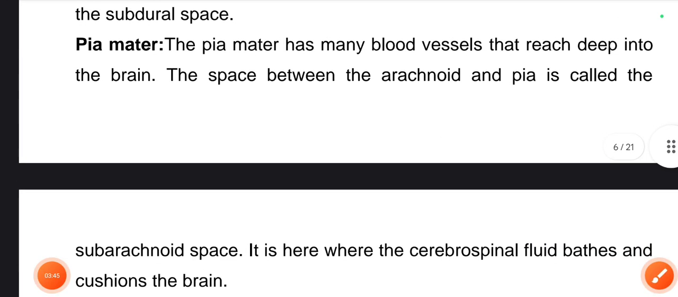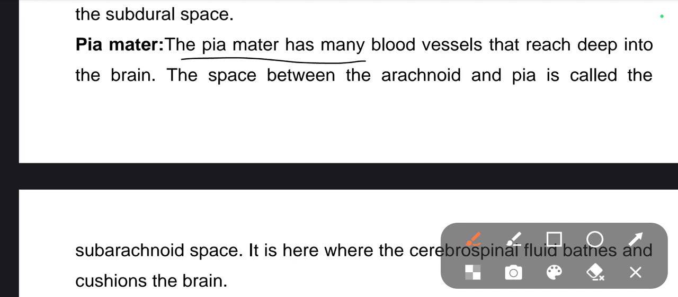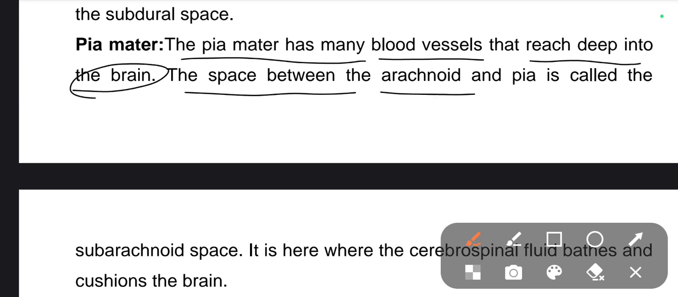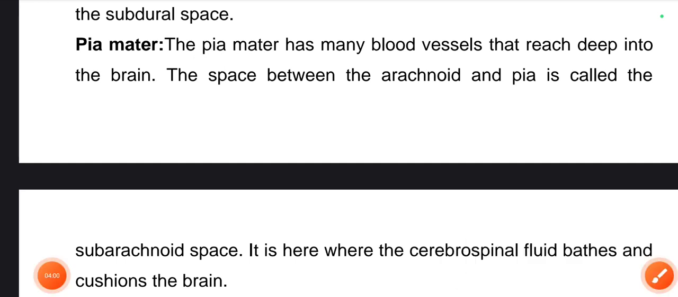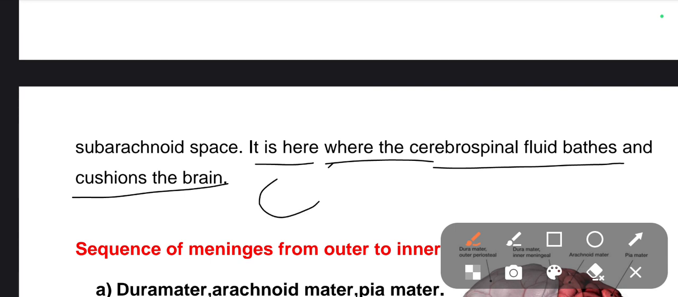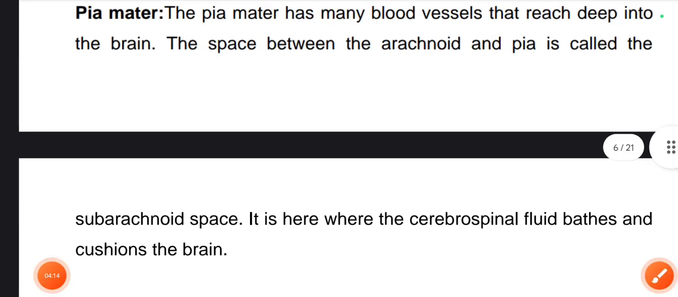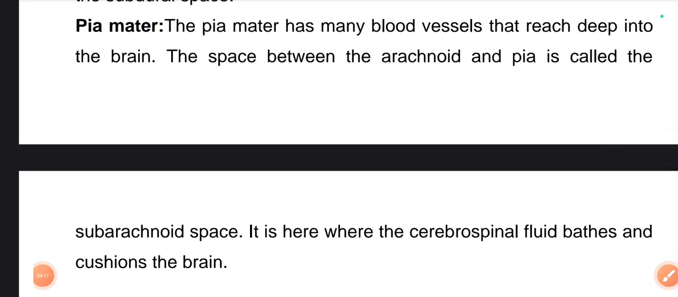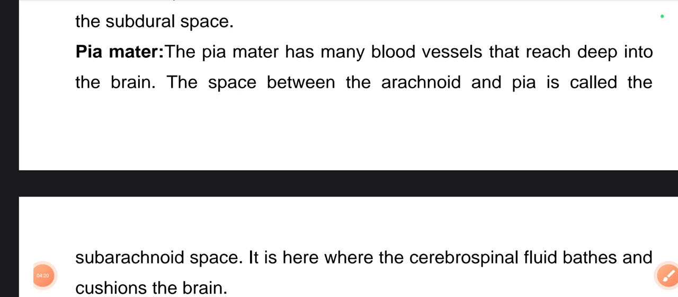The last one is the pia mater. The pia mater has a high presence of blood vessels that reach deep into the brain. The space between the arachnoid and the pia mater is called the subarachnoid space. It is here where the cerebrospinal fluid bathes and cushions the brain. So the CSF is present in the subarachnoid space, the space between the arachnoid mater and the pia mater.